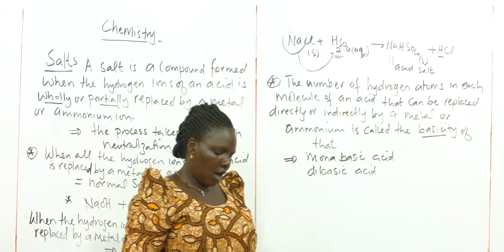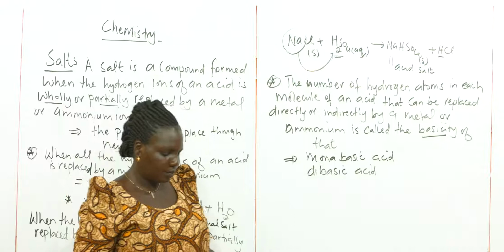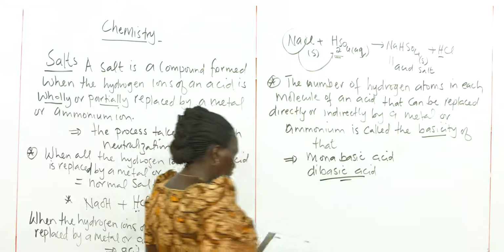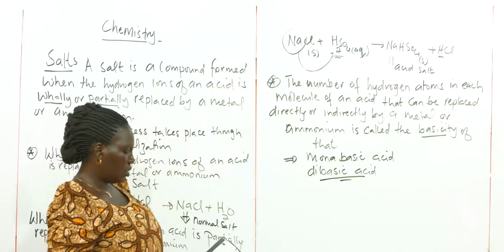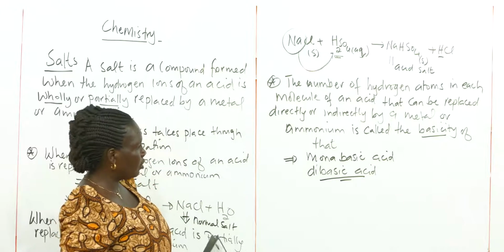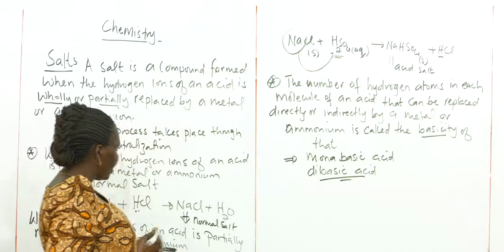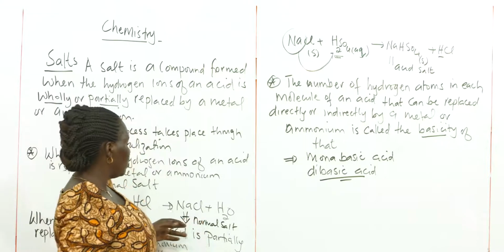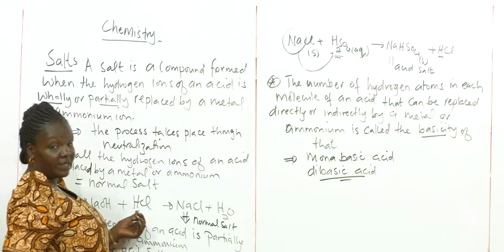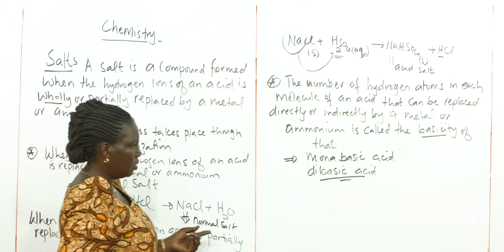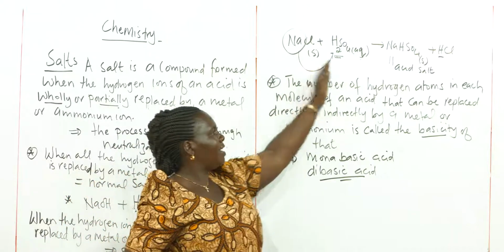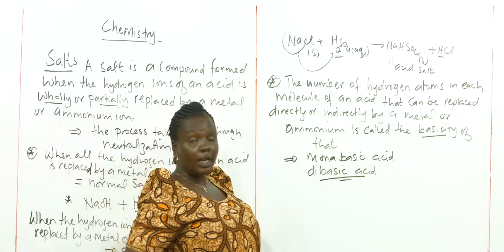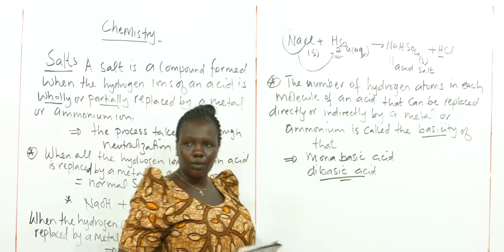So we have, for example, dibasic acids. They form two series of salts. So we said when all the hydrogen atoms can be replaced, we call it a normal salt. That is, when all the hydrogen atoms can be replaced from a monobasic acid, then we get a normal salt. But if the hydrogen atoms can be replaced partially from a dibasic acid, we have an acid salt.